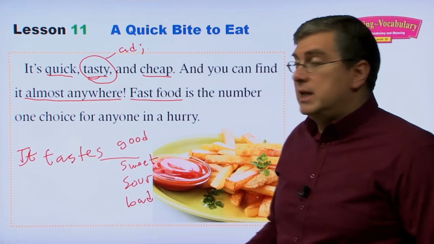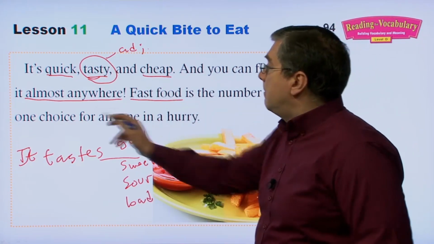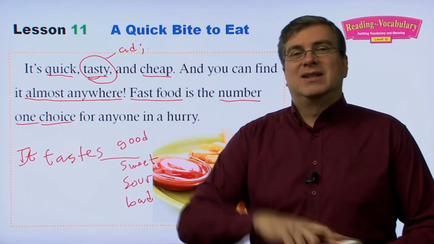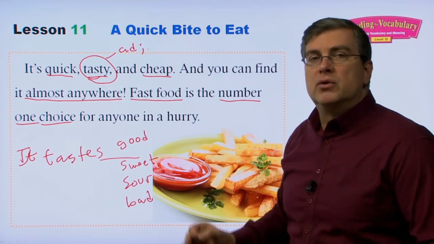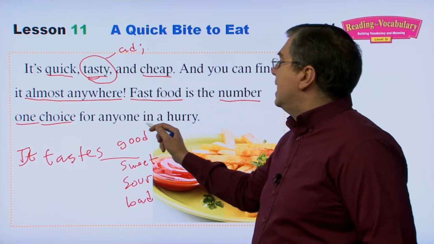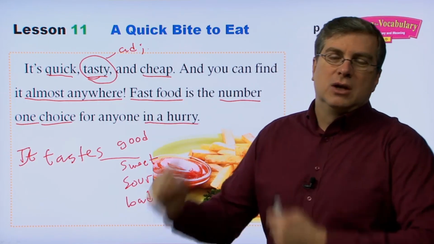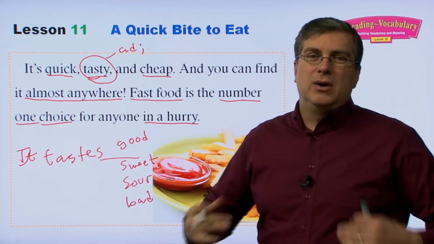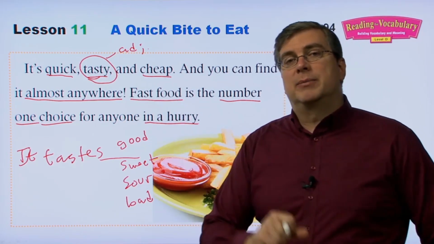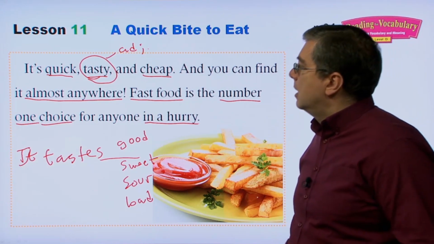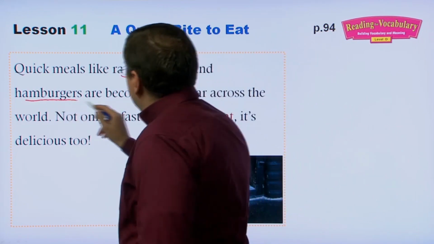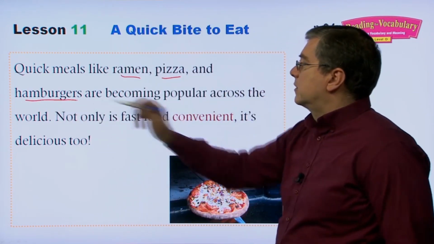People sell it on the streets. Fast food is the number one choice. That's a common expression in English. It's the number one choice. It means it's the most popular choice, right? It's the number one choice for anyone in a hurry. Anybody who's quickly going from one place to another. Very busy. 시간 없어요. I don't have a lot of time, so I'm going to eat something quickly. I'm in a hurry. Okay, quick meals like ramen, pizza, and hamburgers are becoming popular across the world.